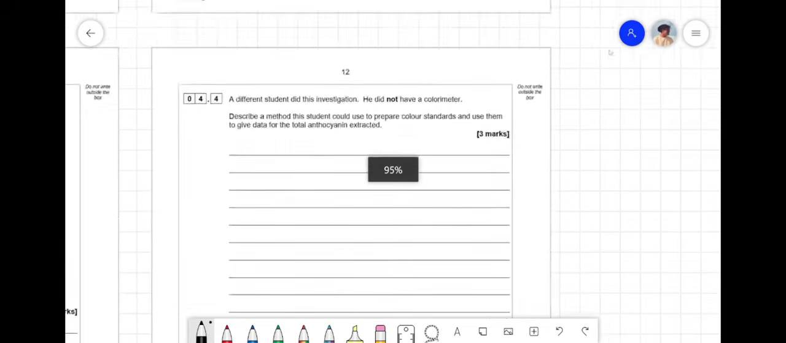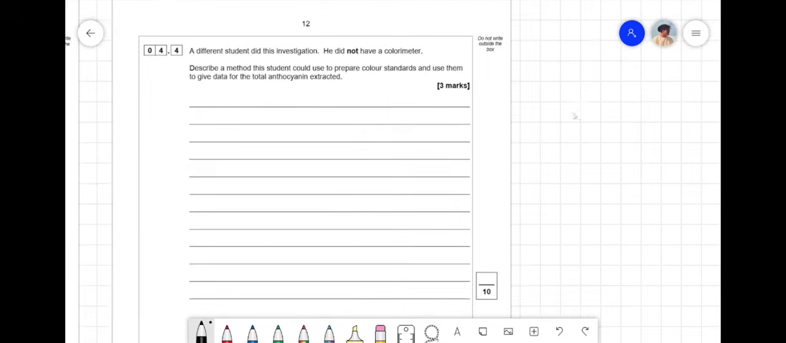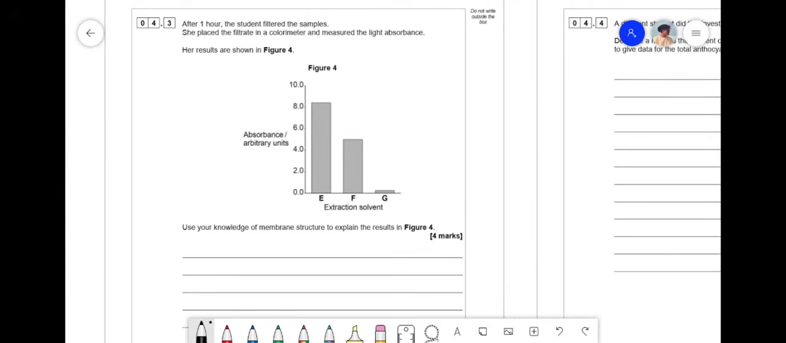Right, next question. Where's it gone? Here we go. So after 1 hour, the student filtered the samples. They placed the filter in a colorimeter and measured the light absorbance. The results are shown as follows.